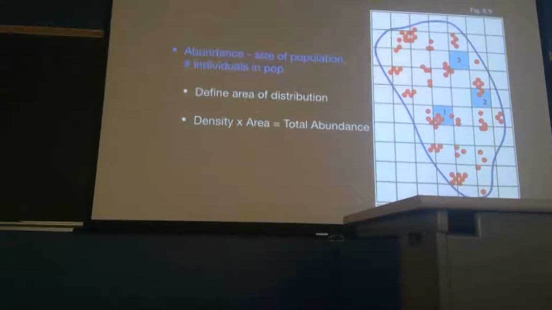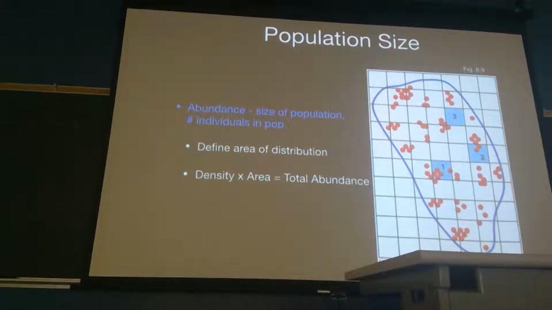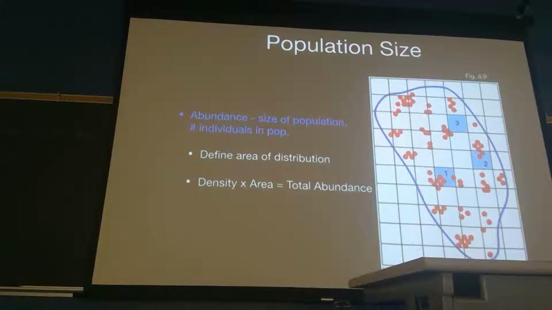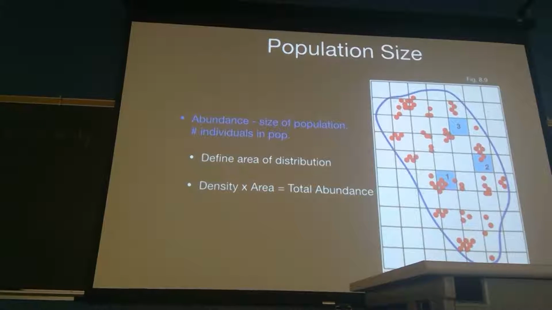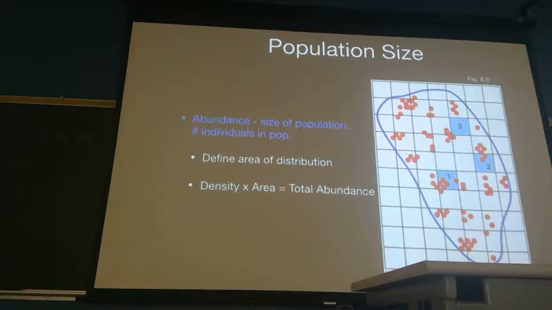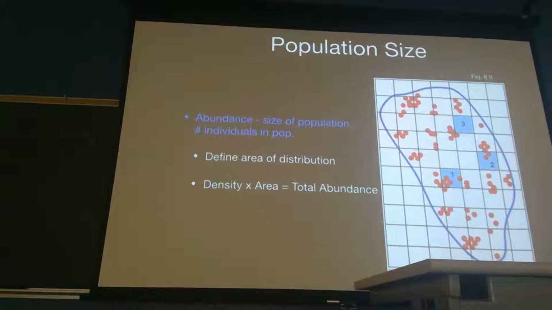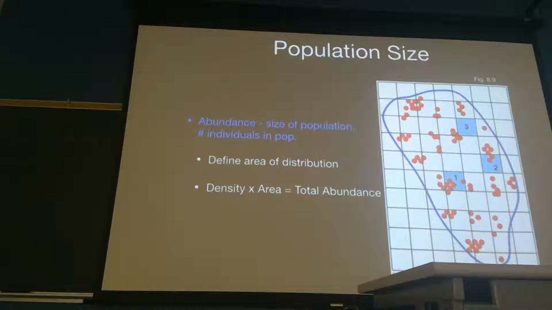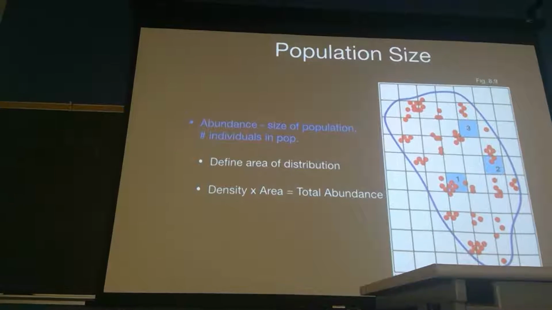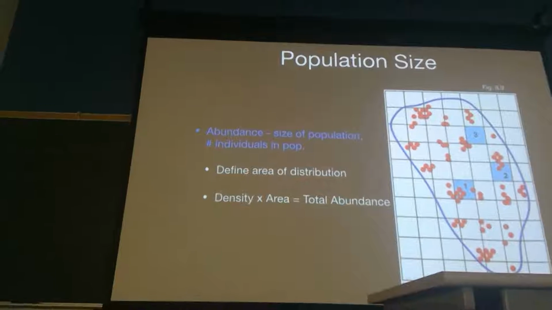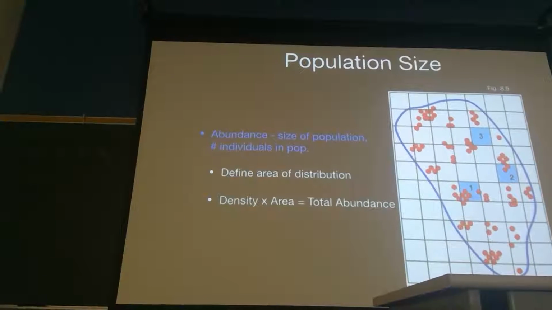Okay, all right, so population size. We talked about population density and distribution. The next thing that we want to know about population is population size. And again, this plays into our calculations of population density, and it will affect distribution across the landscape. So population size is very simply the abundance of individuals in that population, the number of individuals.